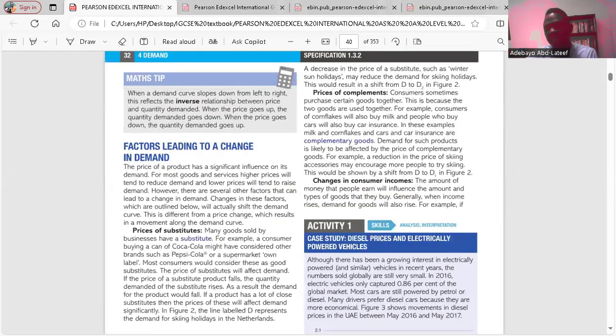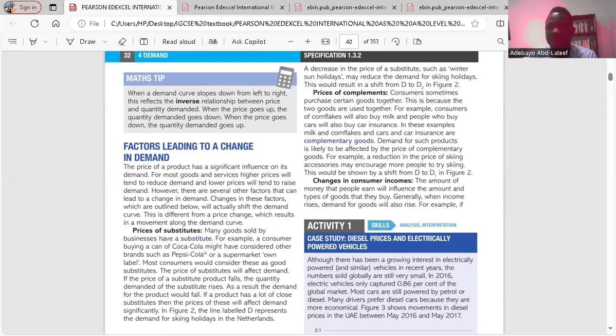We have price of complements. When we talk about complements, it's that consumers sometimes purchase certain goods together. This is because two goods are used together. So we call it complement because these goods have to be used together for you to derive consumption or utility. In this example, milk and cornflakes and cars and car insurance are complementary goods. Demand for such products is likely to be affected by the price of complementary goods.